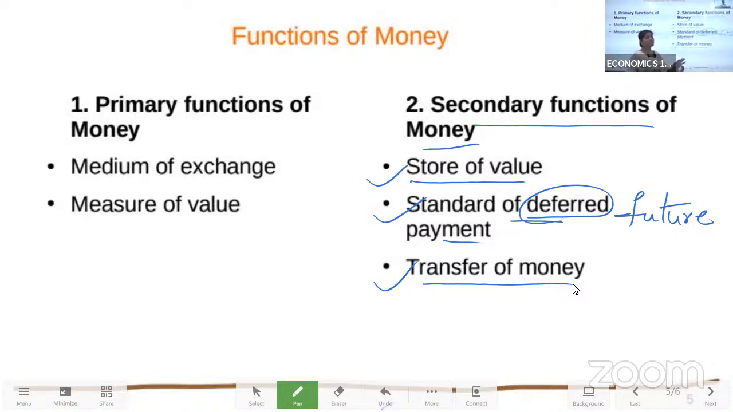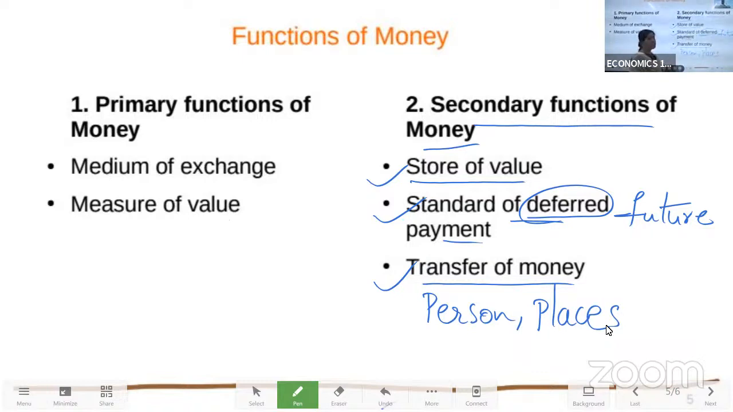There is no restriction that money cannot be transferred in this area. Everywhere the money can be transferred. Person to person, it can be transferred, or at any place we can transfer the money. So these three come under the secondary functions of money.